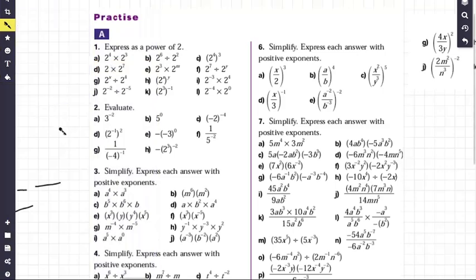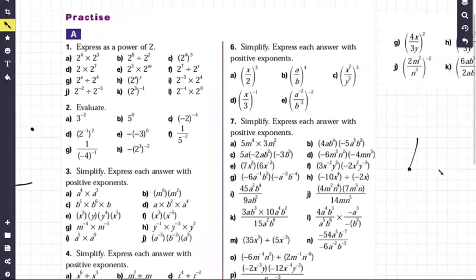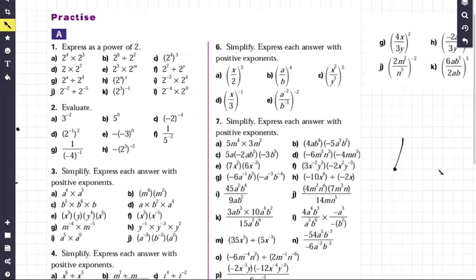Okay, let me just write. I'm going to do a couple of questions for you. I'm going to do 1A, which is multiplication. I'm going to do B, that's division. I'm going to do C.